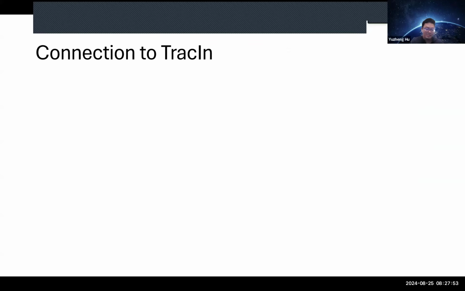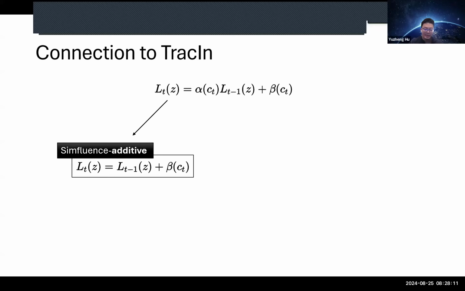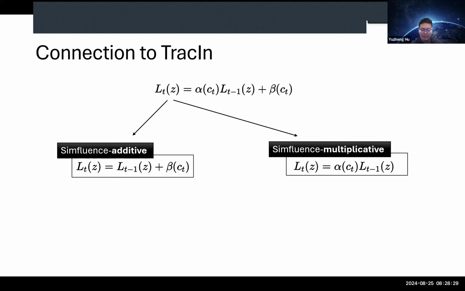And we can also describe what is the connection of this approach to tracking. So this is the linear Markov process, which is called Simfluence linear. So this is the general formulation. But actually, there are two special cases that we can consider. The first one is that we just make the multiplicative factor a constant, which is 1. So basically, we only model the additive influence, but do not really model the multiplicative influence. The other way is the Simfluence multiplicative. So basically, we just make the additive factors a constant, which is 0.